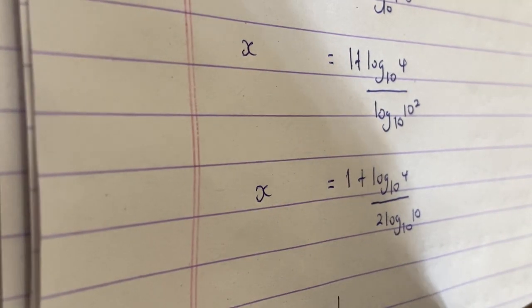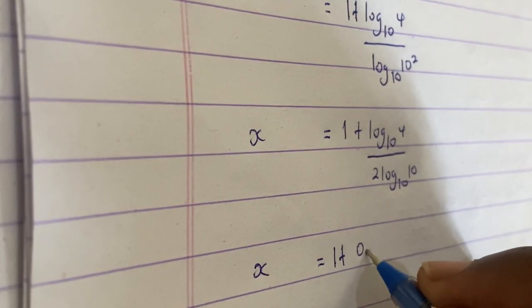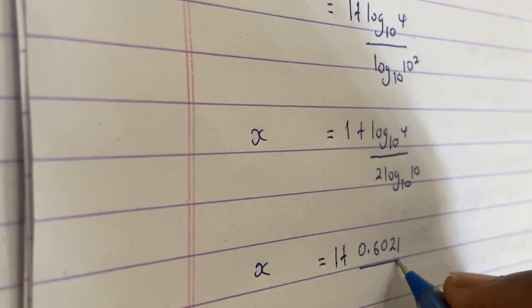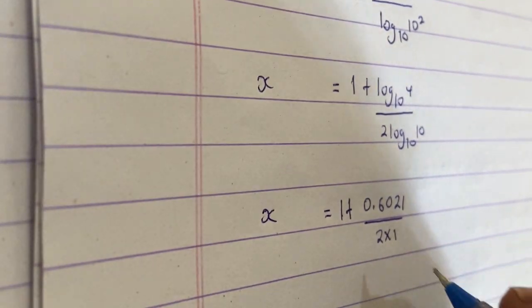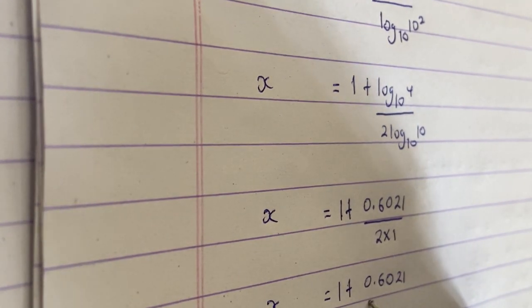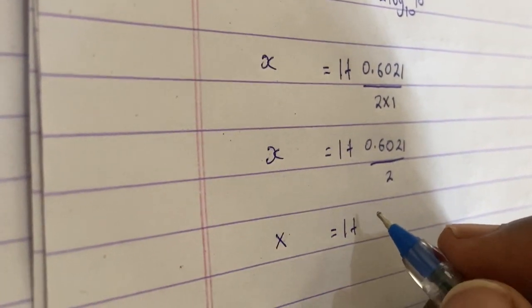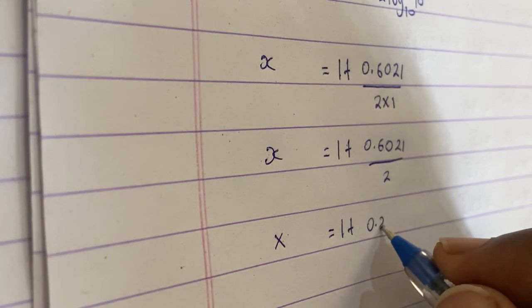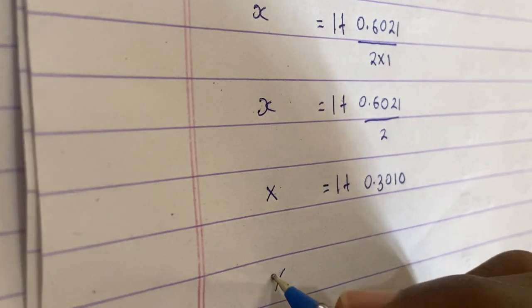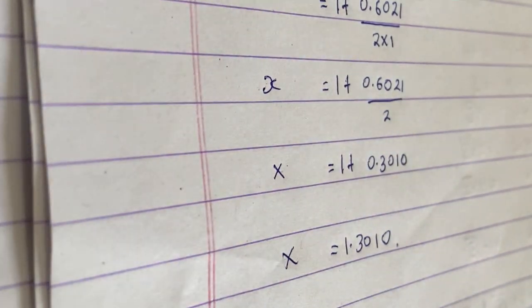Then x will be 1 plus 0.6021 over 2 times 1. So x is equal to 1 plus 0.6021 over 2. Then x is 1 plus 0.3010. So x is equal to 1.3010.